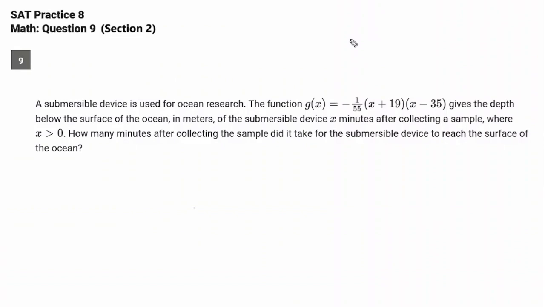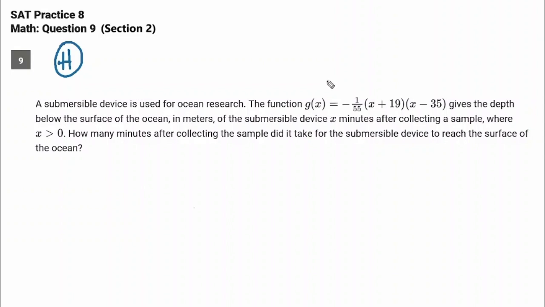We're on SAT Practice Test 8, Math Section 2, Question 9. What's the level of difficulty here? This problem is hard, or I'm calling it hard because it's going to be hard for a lot of people. And it's like so easy that it's hard. A submersible device is used for ocean research. The function g of x equals negative 1 over 55 times x plus 19 times x minus 35.